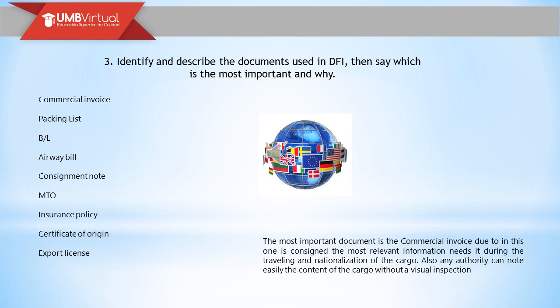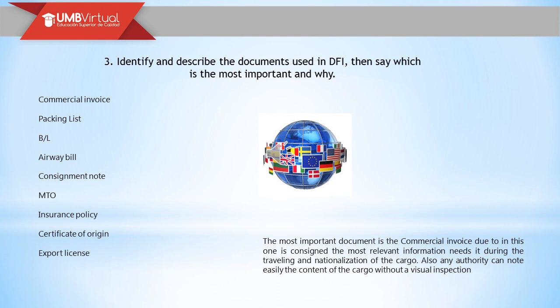Then we have the packing list, which is the one where you have all the information of the material transported. Bill of lading, this one is the document used for the transport by ocean. The airway bill is the document that describes the goods in the transportation by air. The consignment note is a document that shows the details of the goods that have been sent from a seller to a buyer.